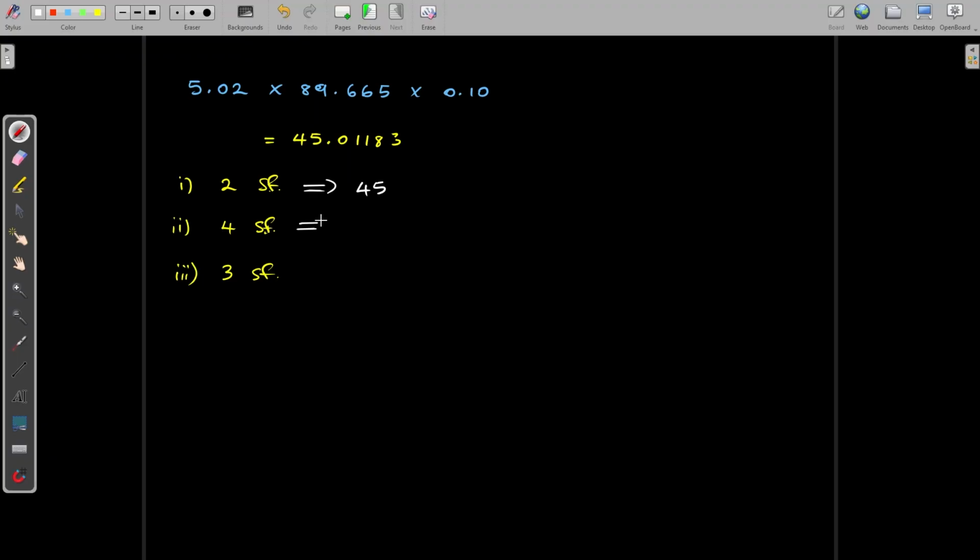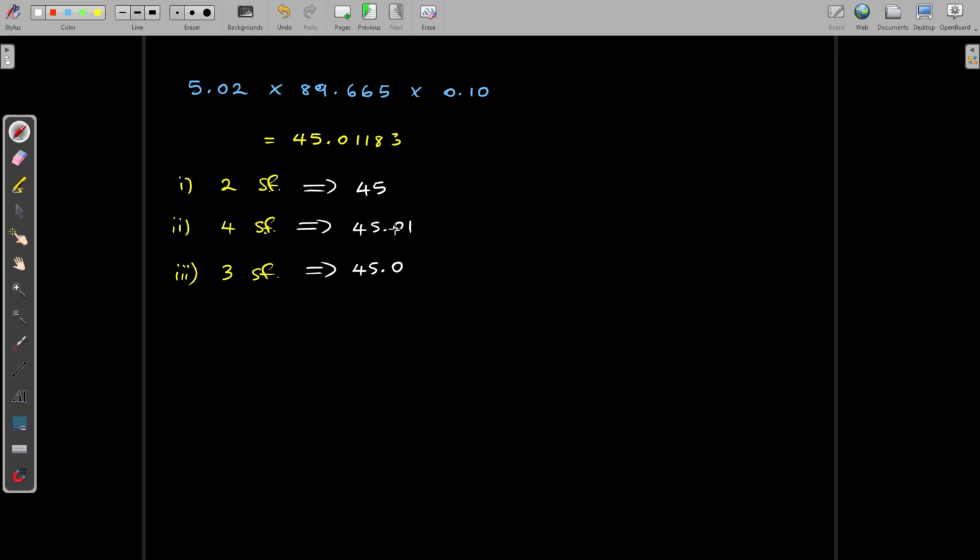How about 4 significant figures? 45.01. And then 3 significant figures. 45.0. And remember, trailing zeros are only significant if there's a decimal point. The other 0 is the one that falls between 5 and 0.